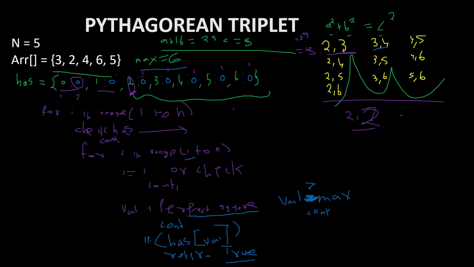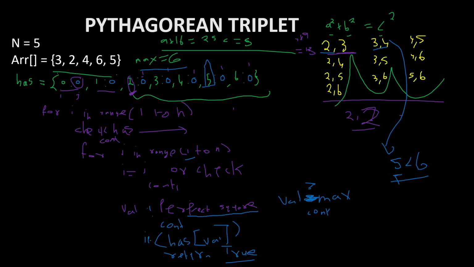Like we are checking combinations one by one, right? With 3 and 4, we found that it is a perfect square and we got the value 5 here. Value 5 is smaller than the max value 6, so it's fine. We need a value smaller than 6. Now we have to check if it is present inside the hash map. So 5 is present inside the hash map here. Good. Now 5 is also present in the array and is also smaller than the maximum value.